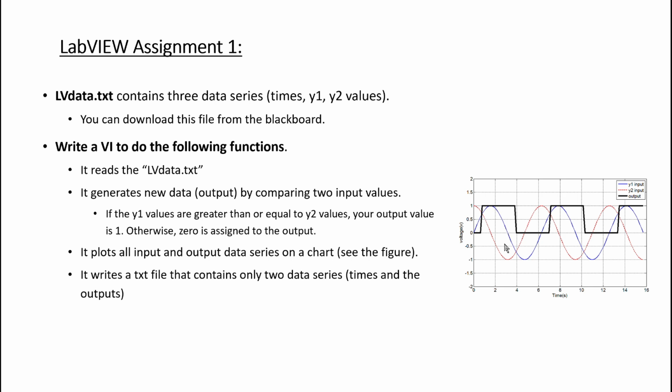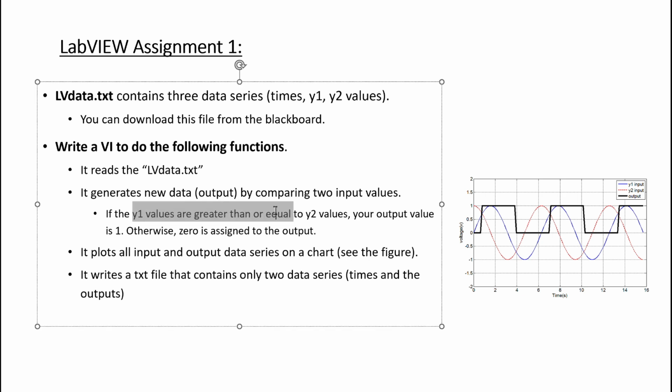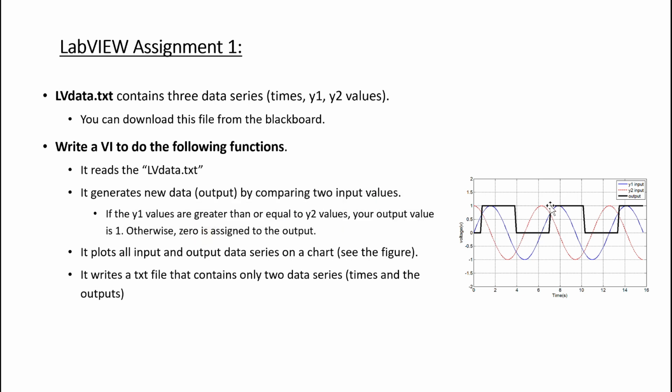Then we just manipulate our data so that we create another data set, called output data, by comparing the two input values. If Y1 is greater than or equal to Y2, our output value is 1, otherwise it is 0. That's why this black line is our desired output. So basically we compare Y1 and Y2, and if Y1 is greater than Y2, we set it to 1, otherwise 0. So we can make a kind of digital output signal.